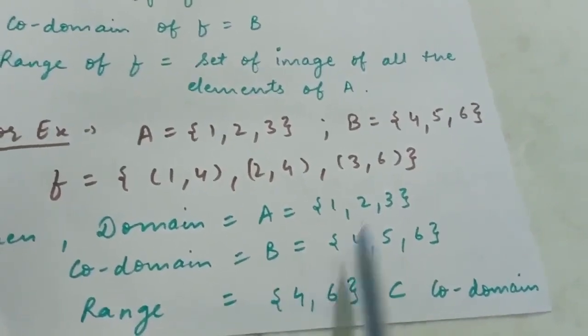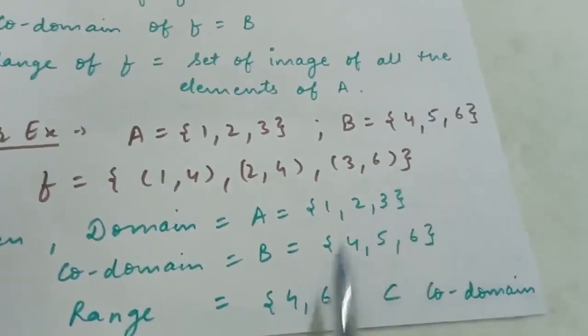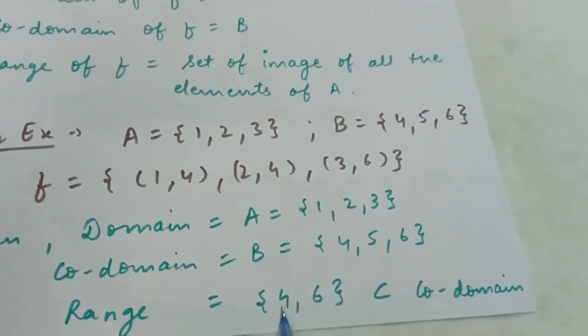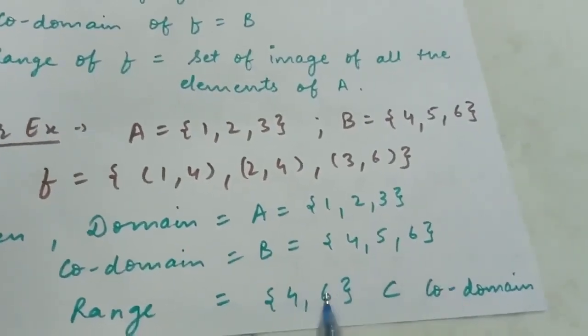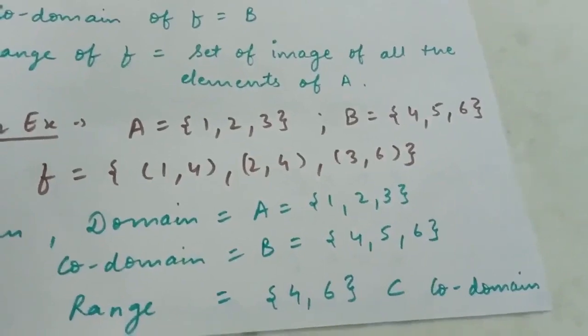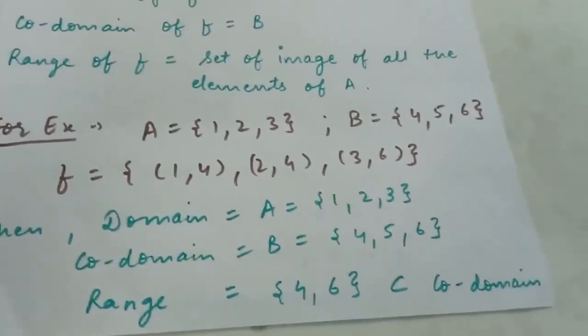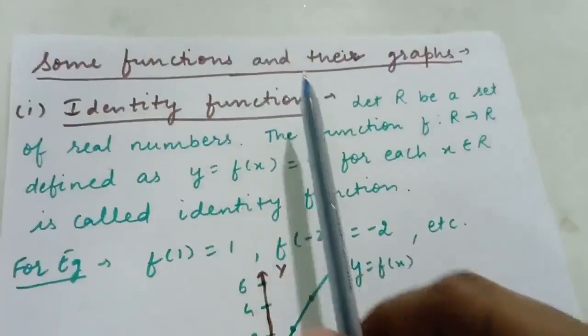Also see, range is a subset of B. So range is a subset of codomain. Range can be equal to codomain or a subset of codomain. Clear? Now we will study some functions and their graphs.